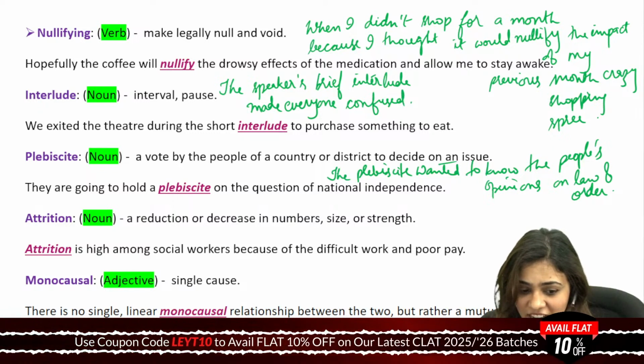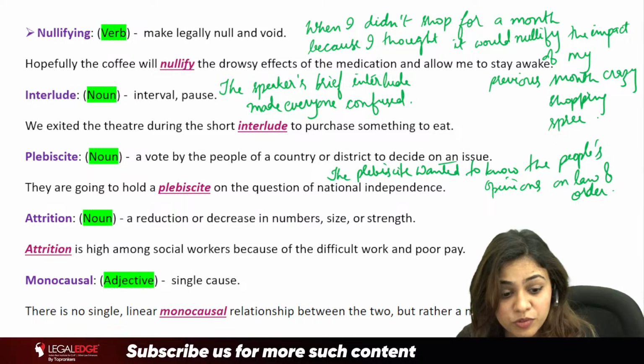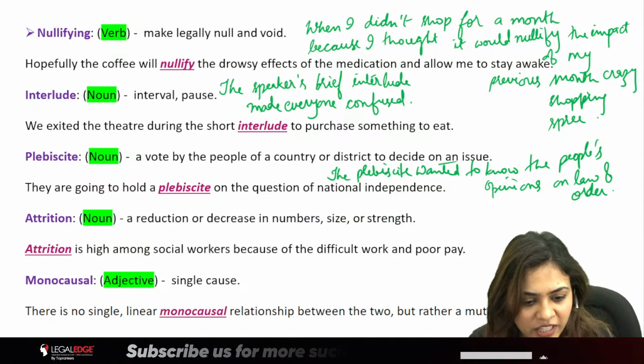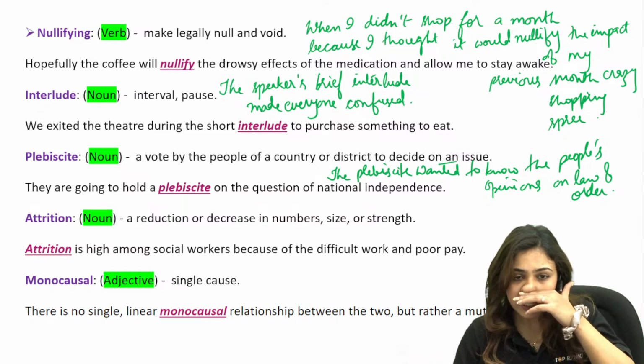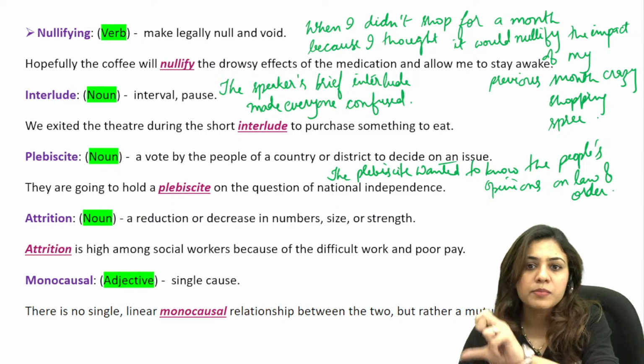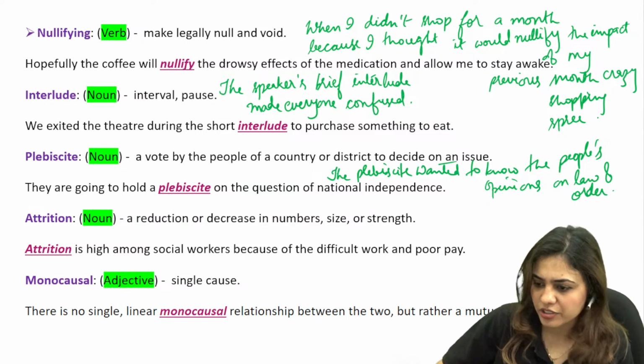Oh, Aishwarya, that's actually a very relatable example. Sometimes we feel like we need to take an interlude from studies. Yes, absolutely great. Attrition is a reduction. और आप बोल सकते हो किसी चीज की quantity, number या strength decrease हो रही है, lessen हो रही है. That is attrition.